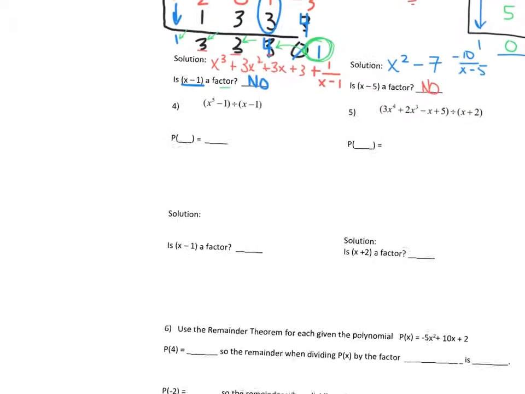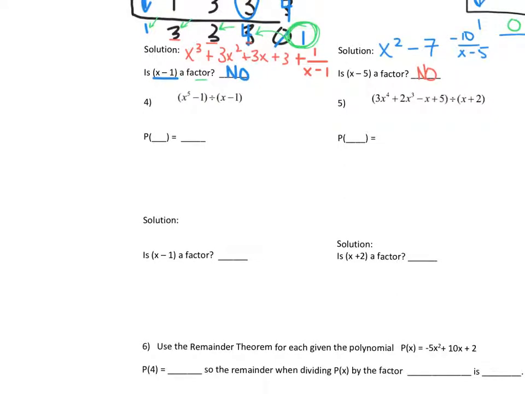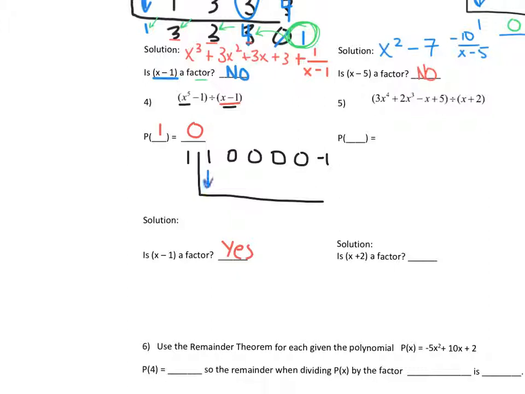Okay, example 4. So I'm going to plug in 1. So 1 to the 5th minus 1 is 0. So that means, yes, it's a factor because our remainder is 0. So I'm going to make my synthetic division. It's going to go 1 on the outside, and then x to the 5th, x to the 0, x to the 3rd, x squared, x, and negative 1. Whole bunch of zeros. So bring down the 1.